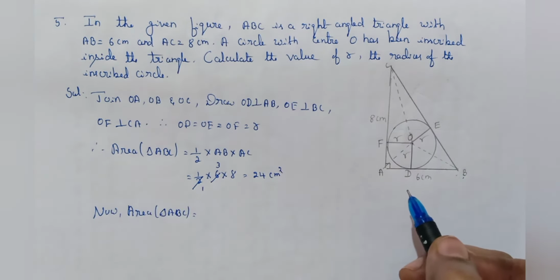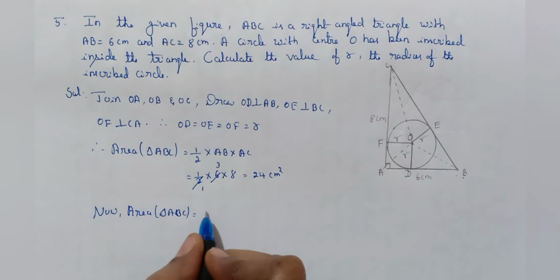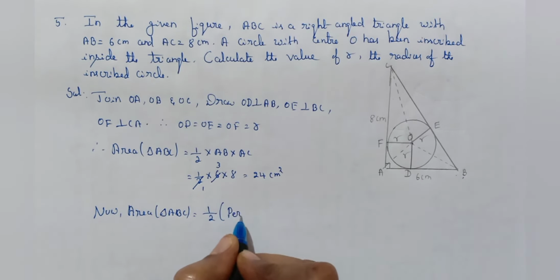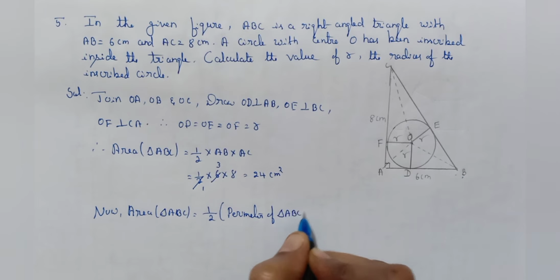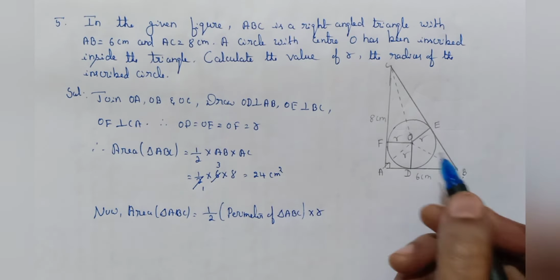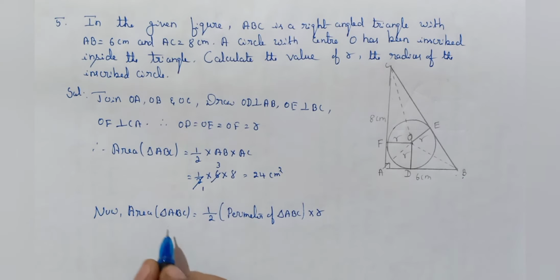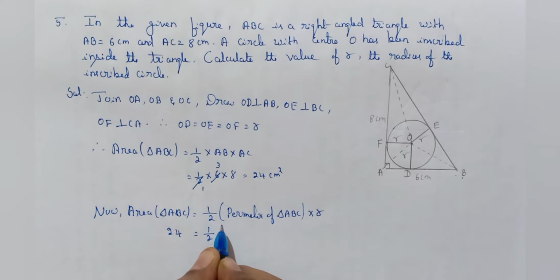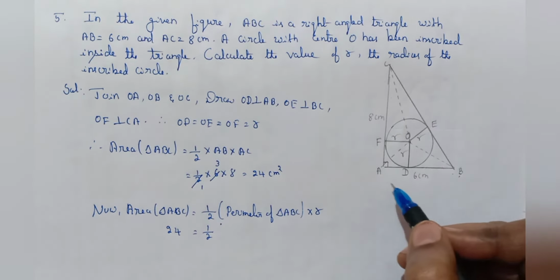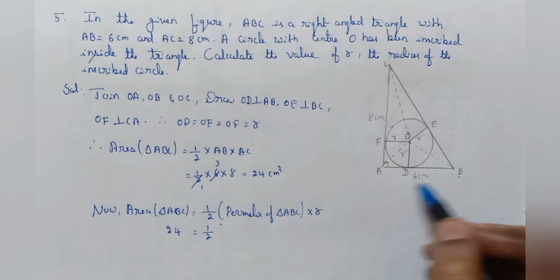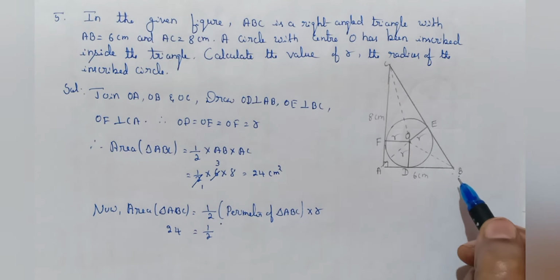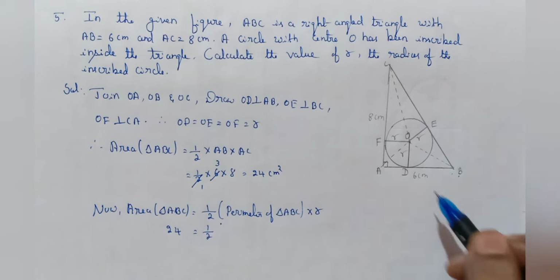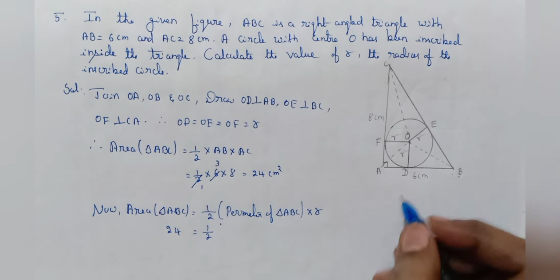Next, the area of the triangle ABC is equal to half into perimeter of triangle ABC into radius of the inscribed circle. Now you got the area of the triangle, that is 24 is equal to half into the perimeter of the triangle ABC. Means add the three sides of the triangle ABC. AB is 6 cm, AC is 8 cm. But BC is not given. So by applying the Pythagoras, find out the side BC.